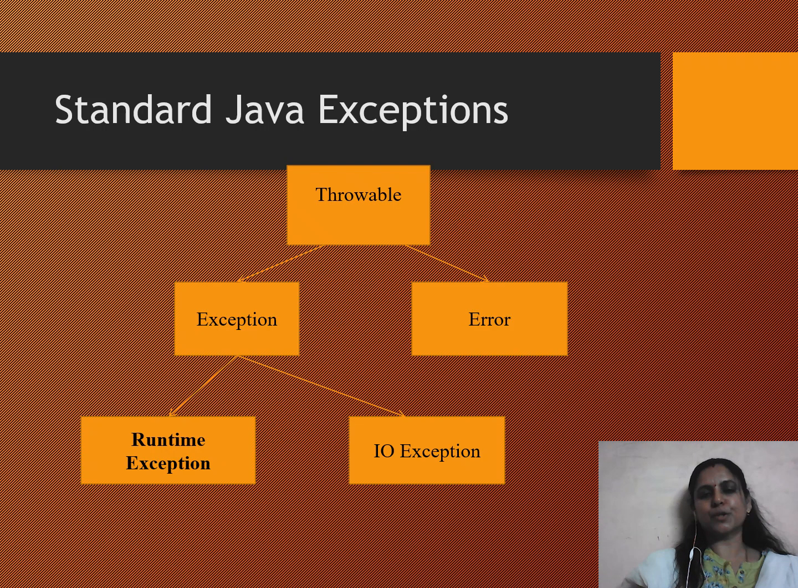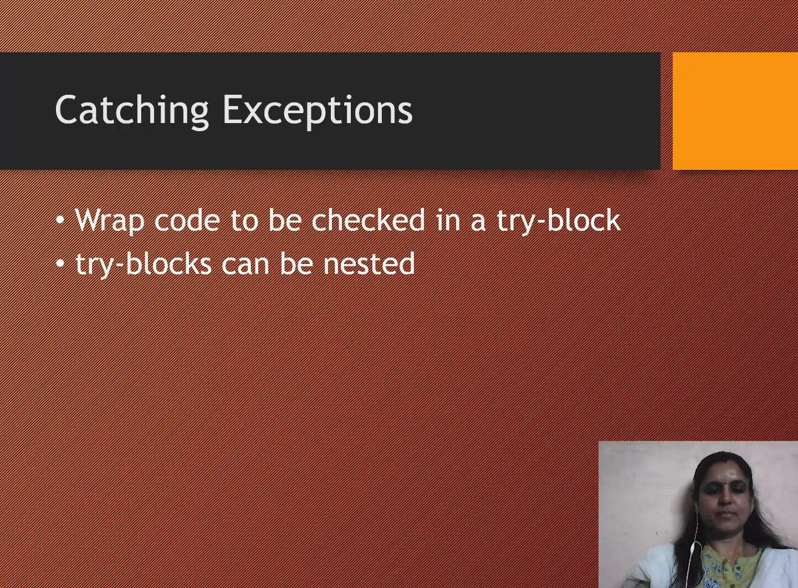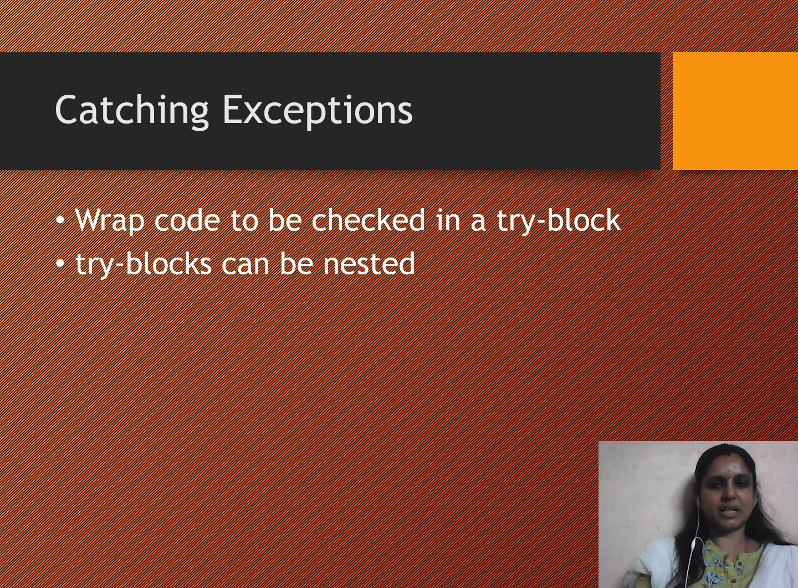Here the diagram shows the standard Java exceptions. Throwable contains two things, Exception and Error. Exception has two things, RuntimeException and IOException, that is, input output exception. Here is catching exceptions. The first one is to wrap code to be checked in a try block. Checking occurs all the way down the execution stack. The next one is that try blocks can be nested, so control resumes at the most enclosed matching handler. So this is catching exceptions.